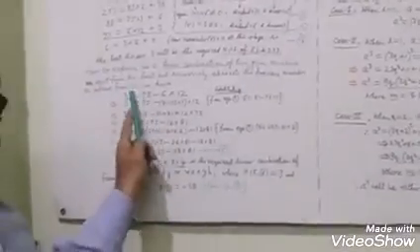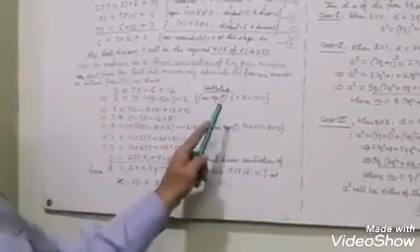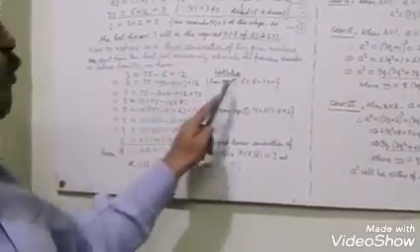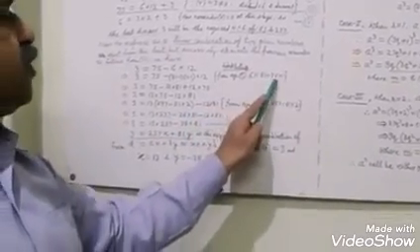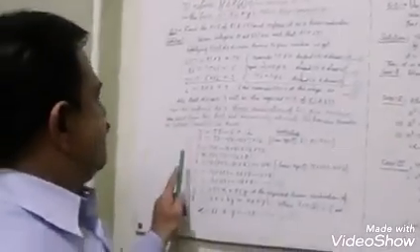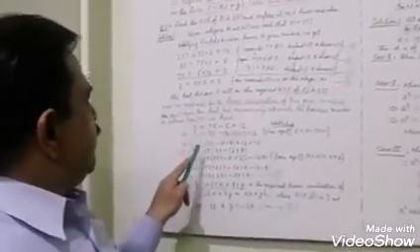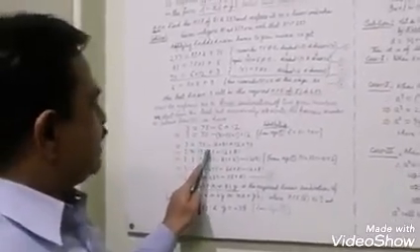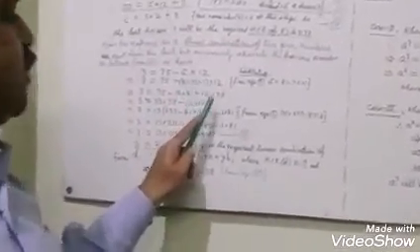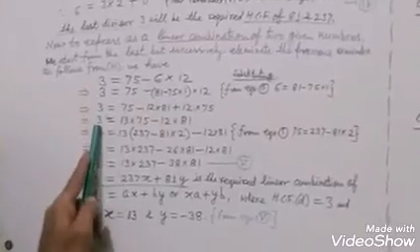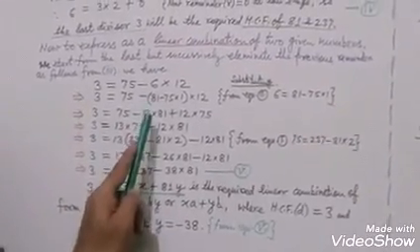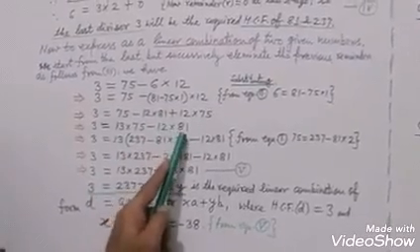Now again from equation 2, 3 is equal to 75. Put the value of 6 from equation 2. 6 = 81 - 75 × 1 from this. Okay. Now again 3 = 75 - 12 × (81 - 75 × 1), which is 3 = 75 - 12 × 81 + 12 × 75. So 3 = 13 × 75 - 12 × 81.